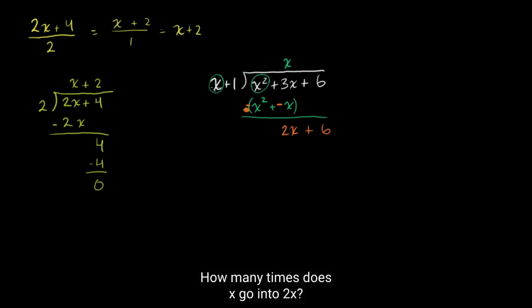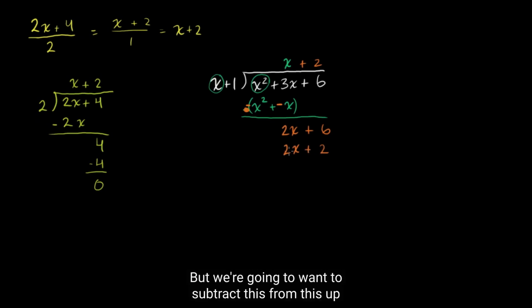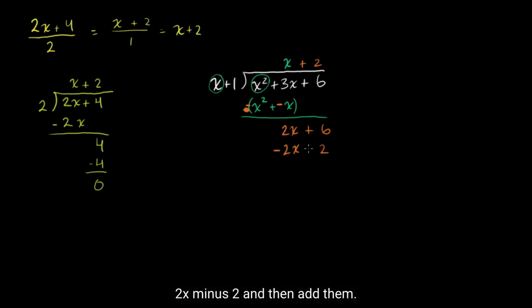Now you look at the highest degree term, an x and a 2x. How many times does x go into 2x? It goes in 2 times. 2 times x is 2x. 2 times 1 is 2. So we get 2 times x plus 1 is 2x plus 2. But we're going to want to subtract this from this up here. So we're going to subtract it. Instead of writing 2x plus 2, we could just write negative 2x minus 2 and then add them. These cancel out. 6 minus 2 is 4.